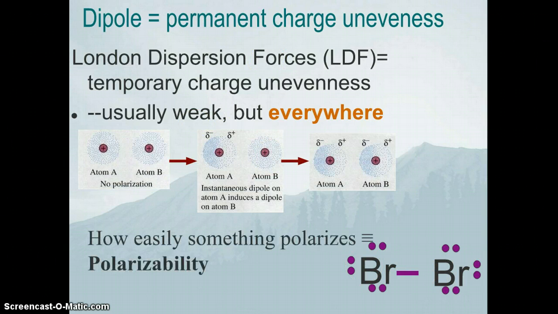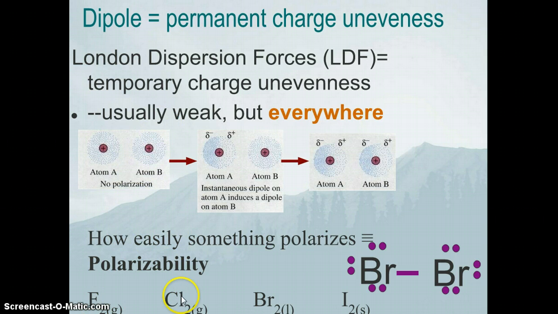Now we have a term for how easy it is for these molecules to polarize and undergo these London dispersion forces, and we refer to it as polarizability. So something that polarizes, that has these London dispersion forces, is polarizable. Another way of thinking about it is that polarizability is directly related to the magnitude of the London dispersion force. So the more polarizable it is, the greater that force.